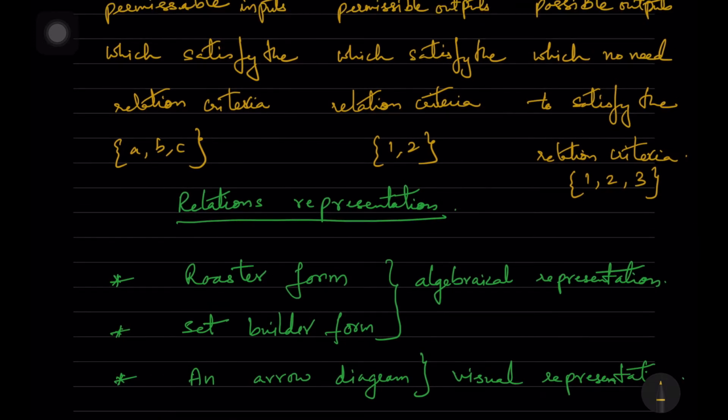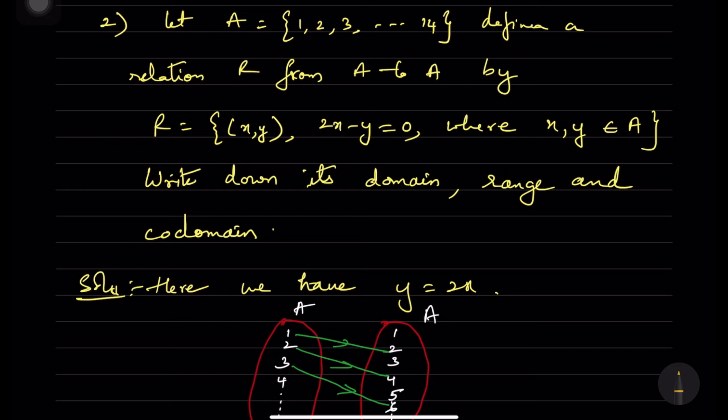Now, relations representation. Relations can be represented in 3 forms: roster form, set builder form and arrow diagram, where roster form and set builder form are called algebraic representation, and an arrow diagram is a visual representation. So let A be equal to 1 to 3, and so on up to 14.